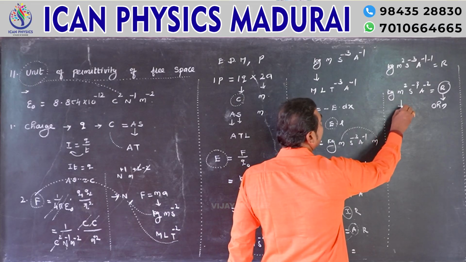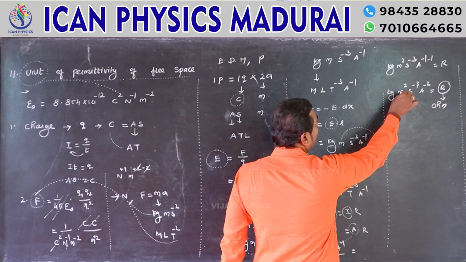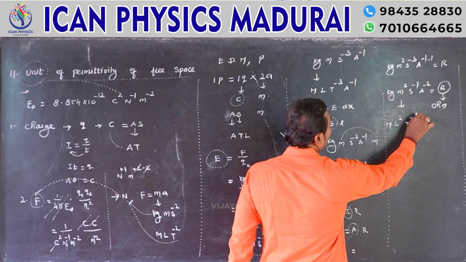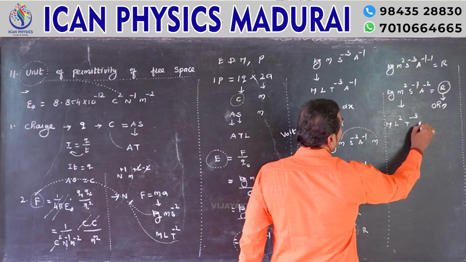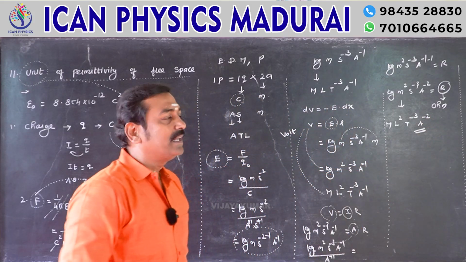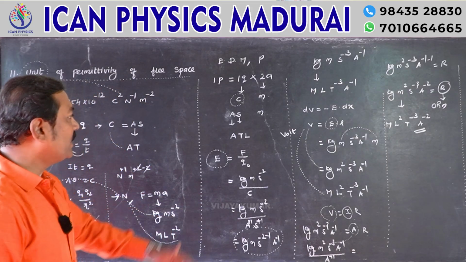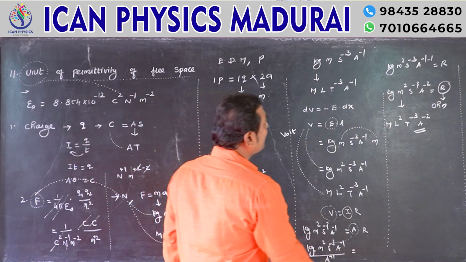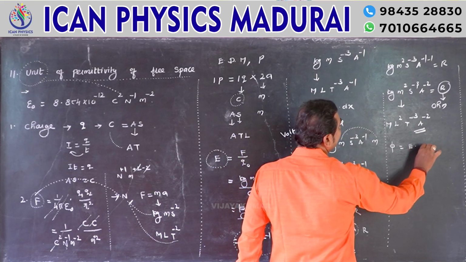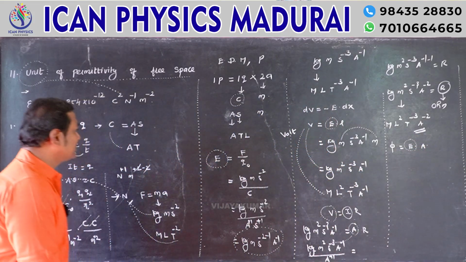Now convert the unit into dimensional formula. That is M for kilogram, L square for meter square, T power minus 3 for second, ampere power minus 2 is the dimensional formula for the resistance, ohm. Okay. So now the next one is electric flux. So phi equal to E into A. Now what is the equivalent formula for electric field?